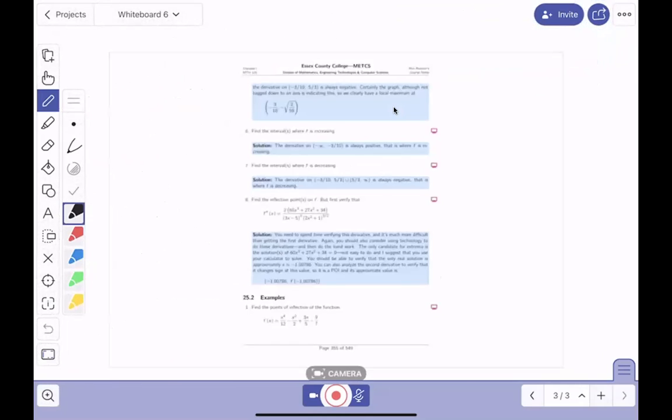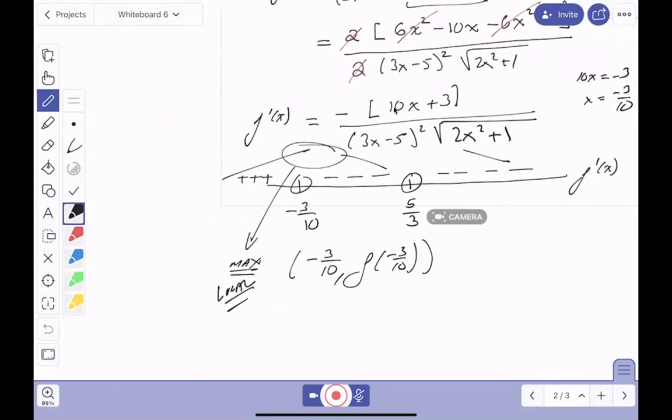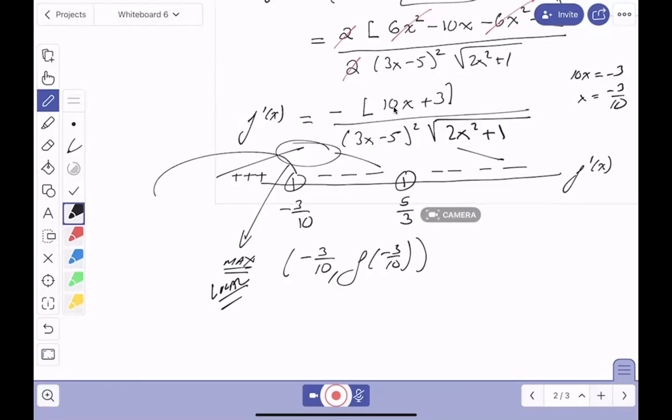Let's go to the next page. It says the derivative on -3/10 to 5/3 is always negative. That's true. Certainly the graph, although not tagged down to an axis, does indicate that. And we did write that down. The one thing I did not do was evaluate it. You don't need to. All right. Where's it increasing? I want to point out, if someone says, where's it increasing? Go back over here. It's increasing on this interval. And what's that interval? -infinity up to -3/10.